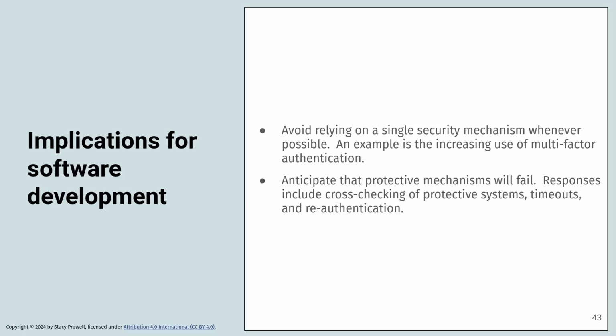Anticipate that protective measures will fail. You can cross-check multiple protective systems. You can have timeouts. You can have re-authentication. Okay? So you're working with some stuff. Maybe somebody gets up from the computer and leaves. Somebody else comes in. That could be a problem. But if the timeouts are set correctly, hopefully the machine is locked and they can't get in. Somebody has broken through your fence and they have disabled the normal detection that would find them, motion detectors or whatever, but you've got cameras, and so you can catch them on the camera.